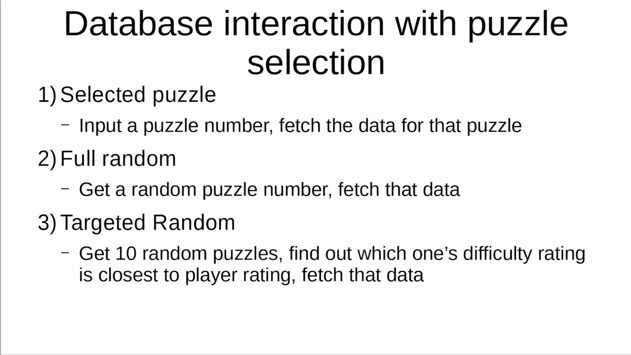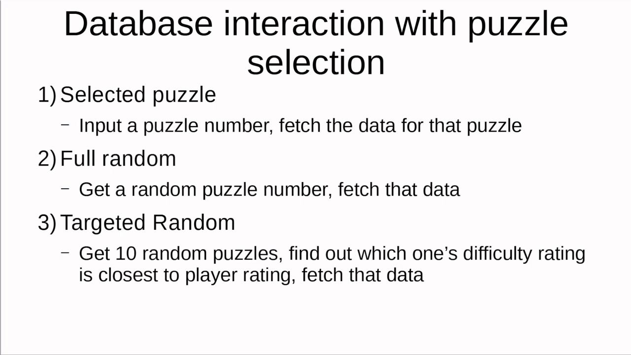The database pretty much only interacts with the game during the puzzle selection process. And right now there are 3 ways to select the puzzles. First, you can enter a puzzle number and load that puzzle specifically. In this case, the app just searches the database for that puzzle and fetches the XML data for that puzzle. Second way you can do it is to use the full random feature. This one basically works the same way as the selected puzzle, but instead of having a user input puzzle number, it uses a randomly generated puzzle number instead, but otherwise it's the same.